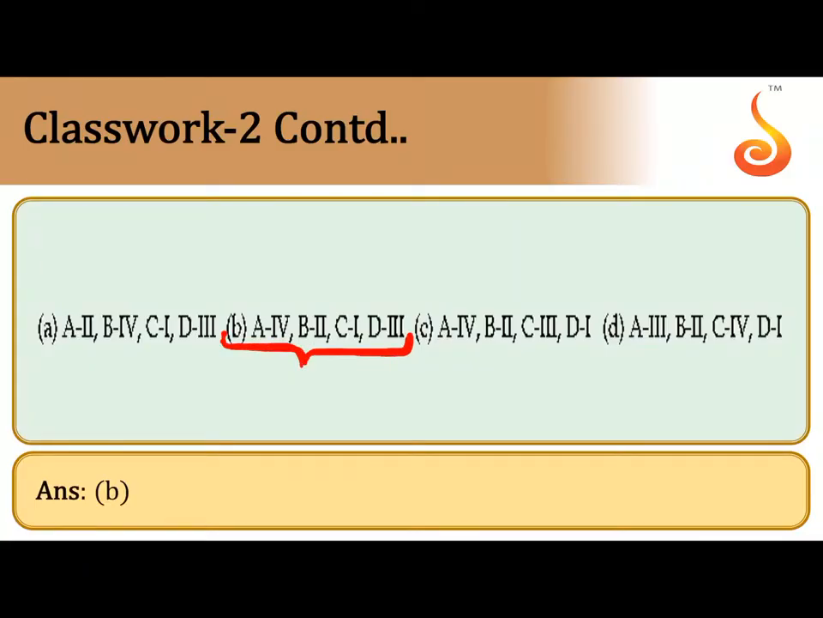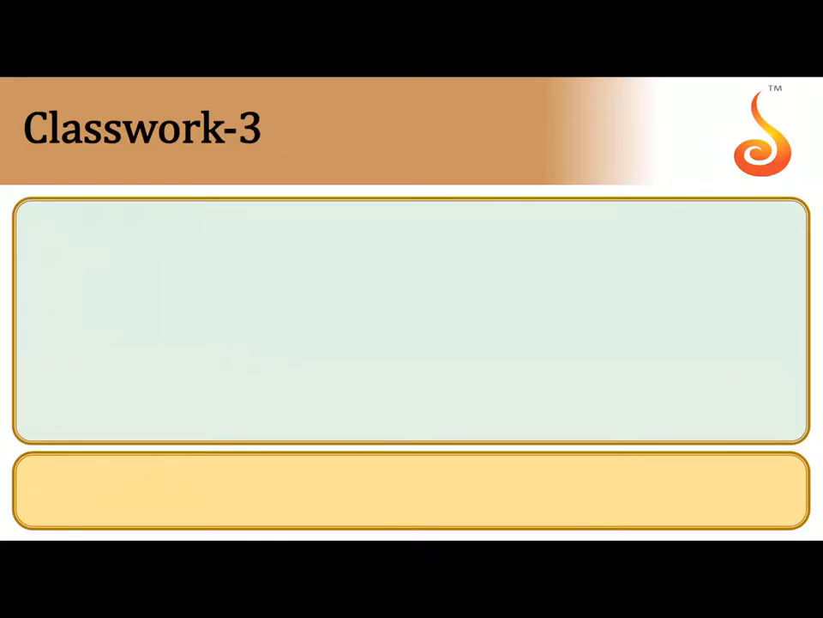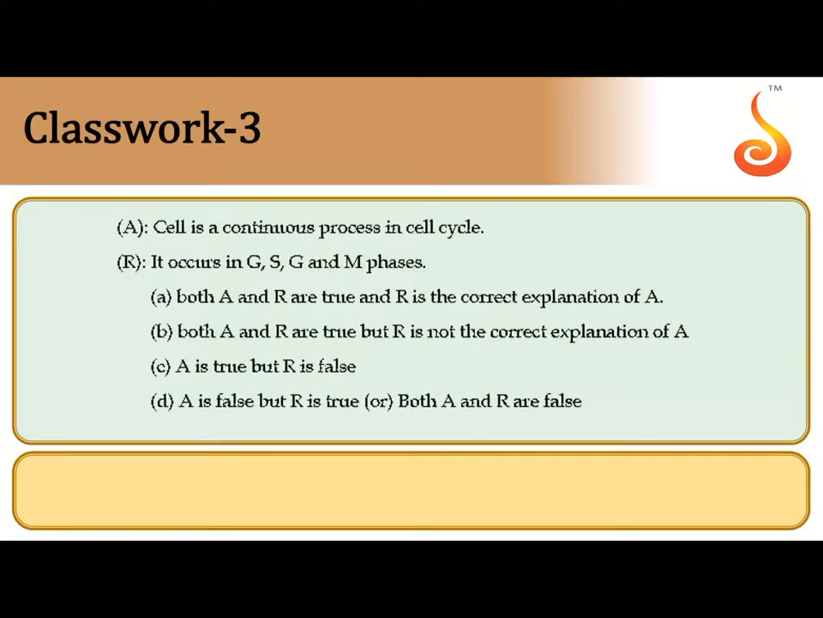Please refer to the match the following once again. It's not in the same slide. A cell is a continuous process in the cell. I think there is some discrepancy here. Probably cell division they're asking is a continuous process in the case of cell cycle. It should be very specific here: G1, S phase or synthetic phase, G2 phase and M phase. Let us see what the answer is.